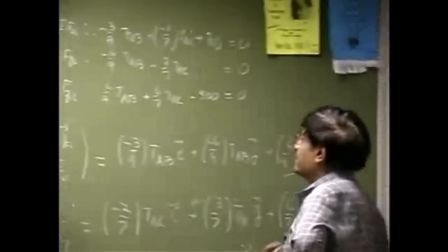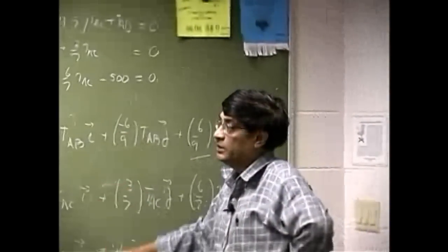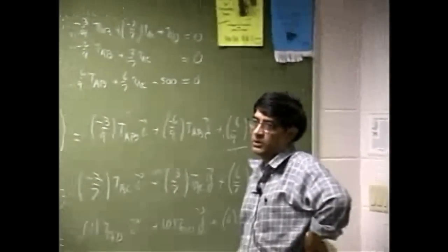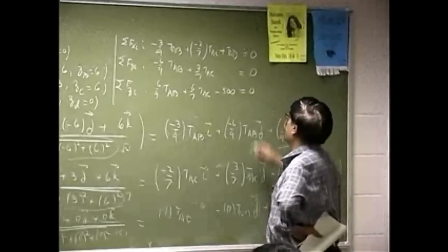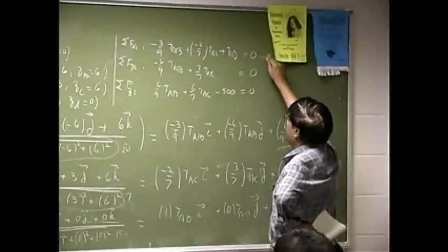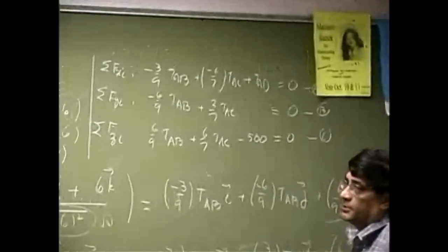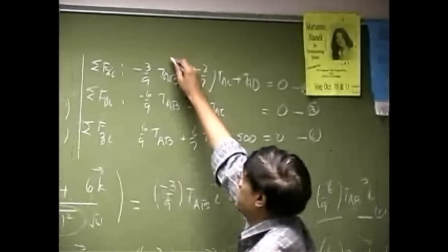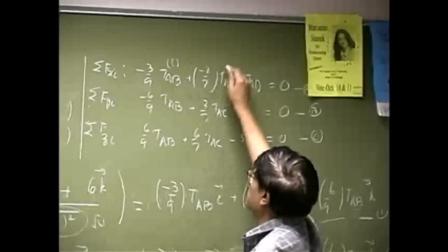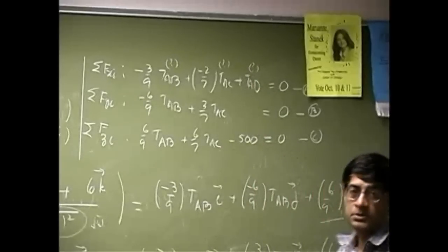So you can skip that step, and you can go directly from these equations 1, 2, 3, and 4, and come up with these three equations. And I call this as A, I call this as B, I call this as C. So there are three equations, and you have three unknowns. You have this one as unknown, you have this one as unknown, and you have this one as unknown.